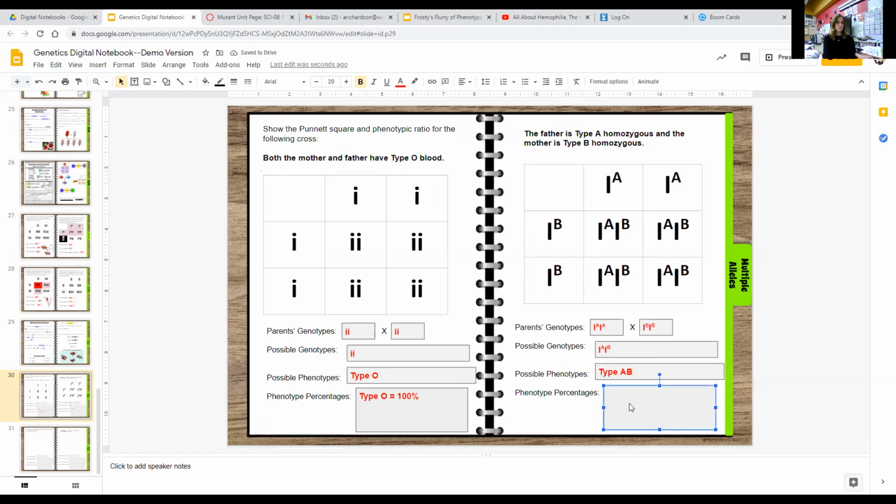Phenotype percentages, type AB, and it's 100%. So if you have a parent who is type A homozygous, meaning they only have type A alleles in there, and a parent who's type B homozygous, meaning they only have type B alleles in there, the only outcome can be type AB blood because AB is codominant. They both exist together. So that's why we have AB. It's A plus B equals AB.